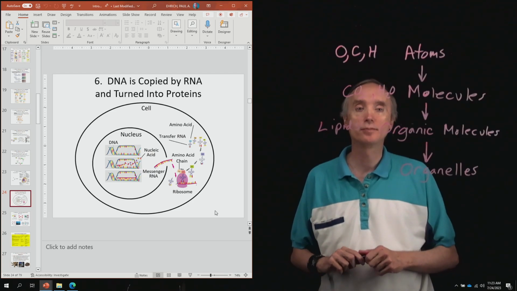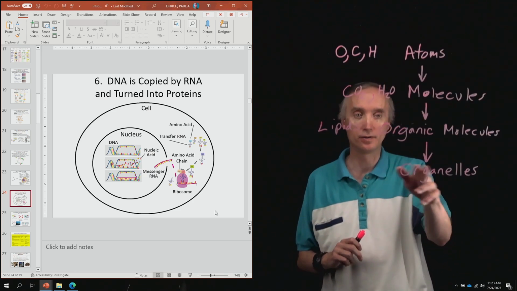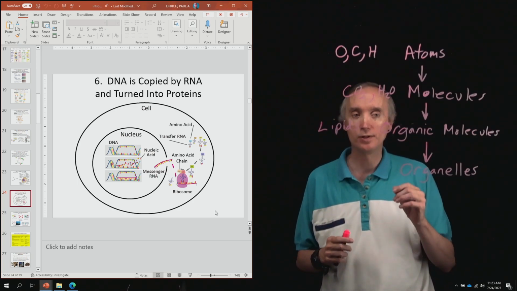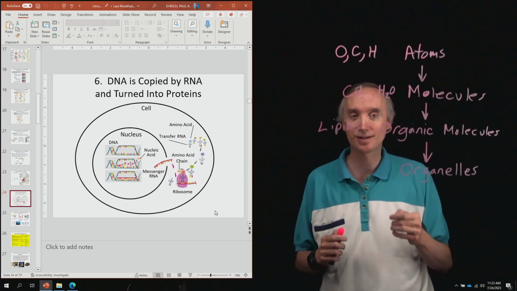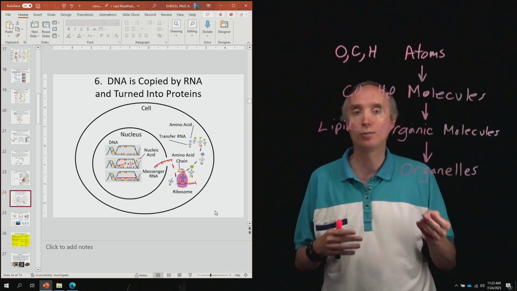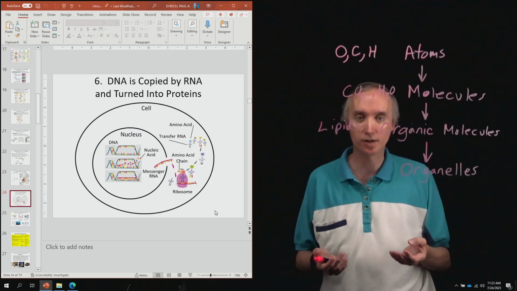So in our previous segment, we talked about what organelles were. And in particular, we talked about the ribosome, which we said was very important in assembling proteins. So this is so important that I want to go over this with you just one more time.